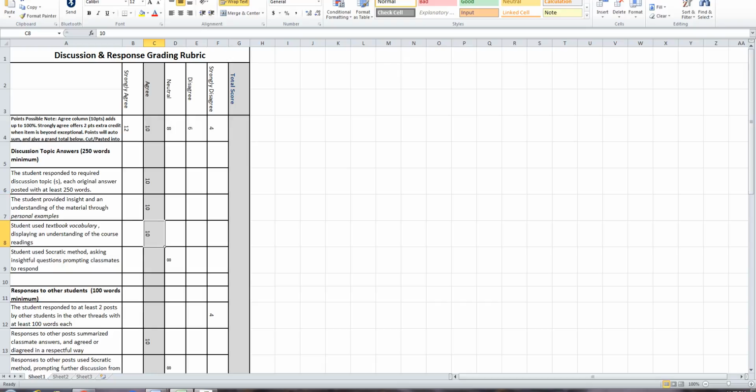Did you cite the textbook? Did you use textbook vocabulary? Did you cite maybe some pages from the textbook? Basically, are you working in the concepts from the book and showing me you can integrate them into your 250 word response? If so, 10.